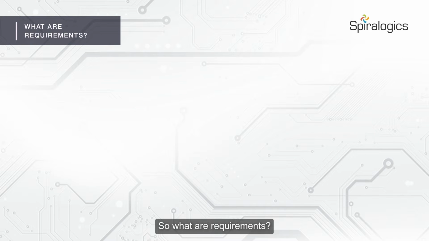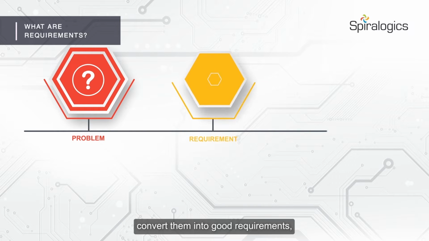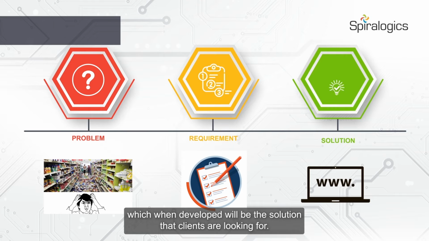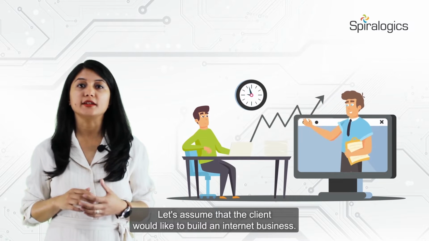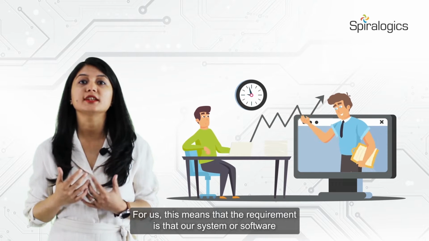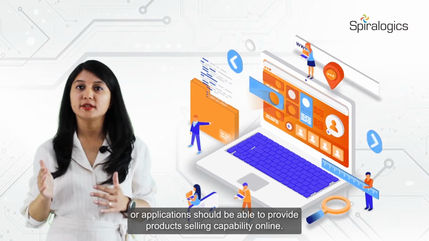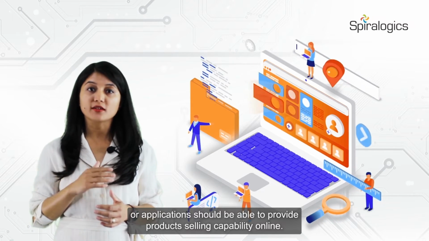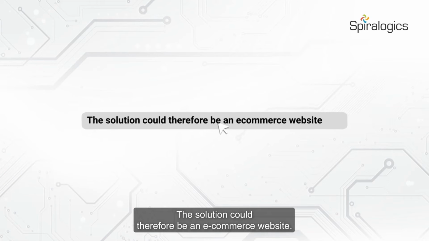So, what are requirements? We need to understand the problem statement, convert them into good requirements, which when developed will be the solution that clients are looking for. Let's assume that the client would like to build an internet business. That is the user need. For us, this means that the requirement is that our system or software or application should be able to provide products selling capability online. The solution could therefore be an e-commerce website.